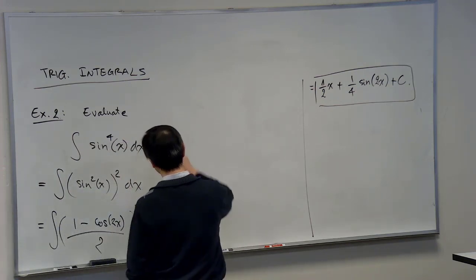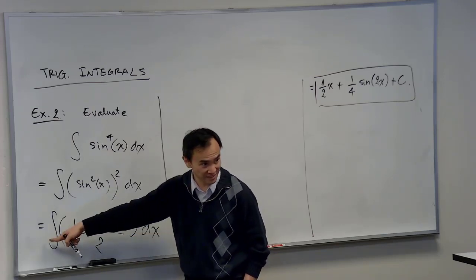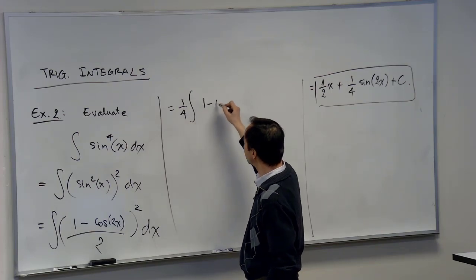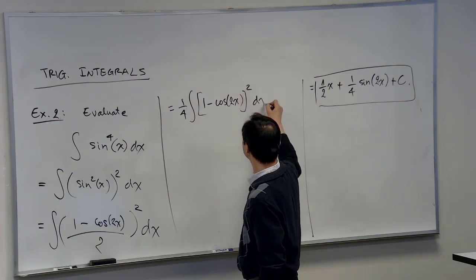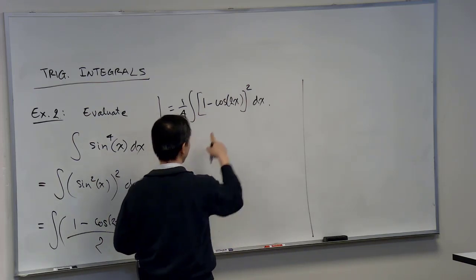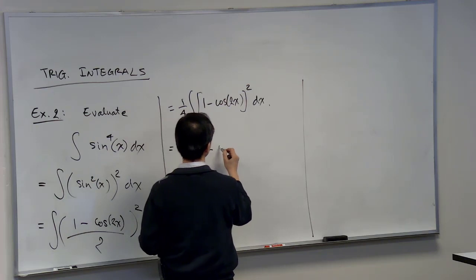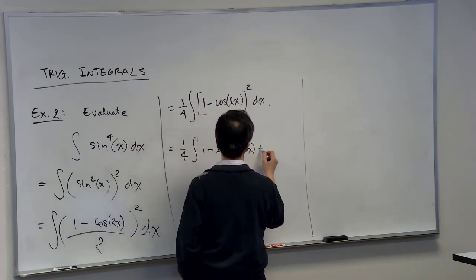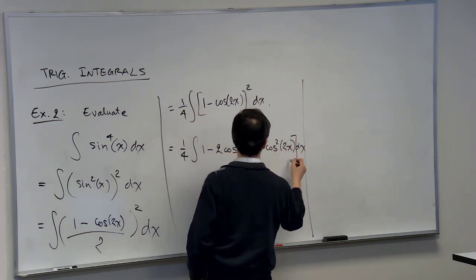Now it's better to put the coefficient 1/2 away. 1/2 squared is 1/4, so we put the quarter out front. Algebraically it's the same: 1/4 times the integral of 1 minus cosine 2x, all squared, dx. Then we're going to FOIL it out one more time: 1/4 times 1 minus 2 cosine of 2x plus cosine squared of 2x, all that dx.